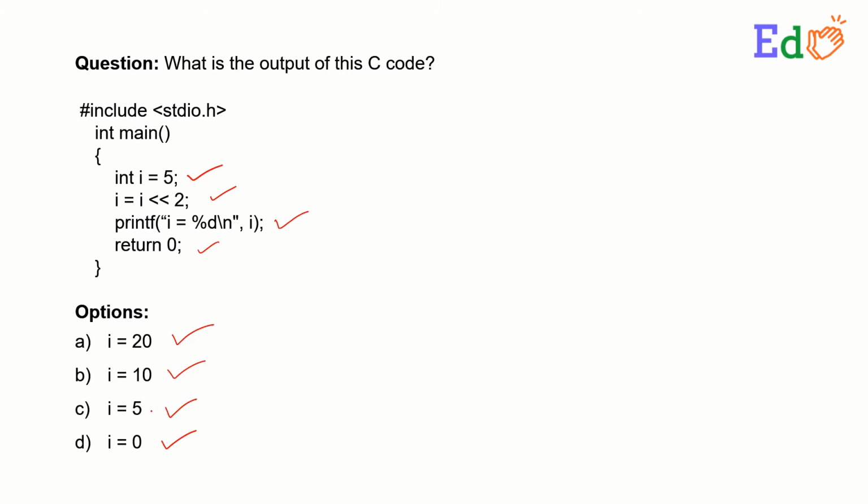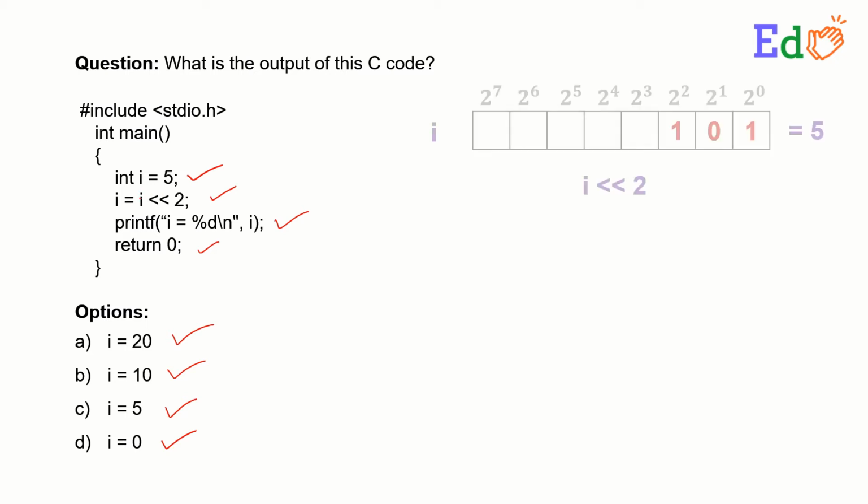To answer this question, first we have to convert this number, that is I equal to 5, into the binary form. So once we convert into the binary form, it is coming down 101. So it is the binary form of 5.